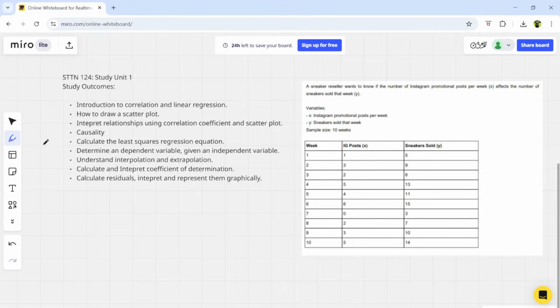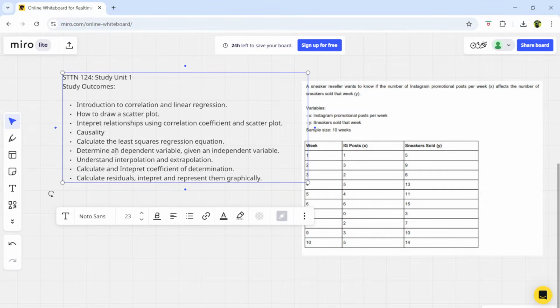All right, so let me just do this. Create a dependent variable, not an independent variable.